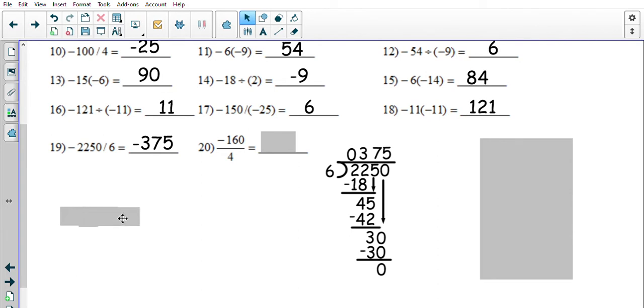And then last one, negative 160 divided by 4 will be negative. We are representing this one as a fraction. 16 divided by 4 is 4. So add an extra 0 on there, it will be negative 40, which seems to be a popular answer with these questions.